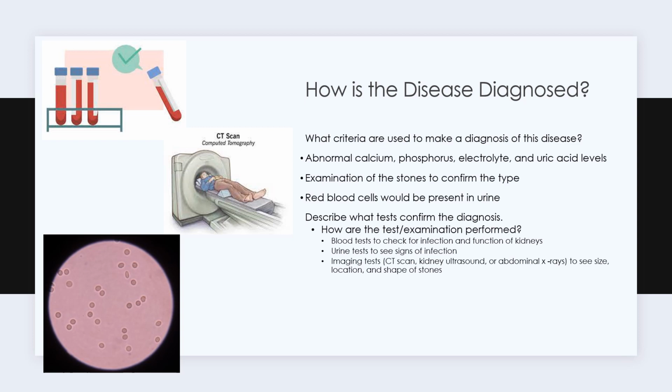The criteria used to make a diagnosis of the disease would be abnormal calcium, phosphorus, electrolyte, and uric acid levels, examination of the stones to confirm the type, and red blood cells that could be present in urine. To test and examine kidney stone disease: a blood test to check for infection and function of kidneys, a urine test to see signs of infection, and imaging tests such as CT scan, kidney ultrasounds, or abdominal x-rays to see the size, location, and shape of stones.